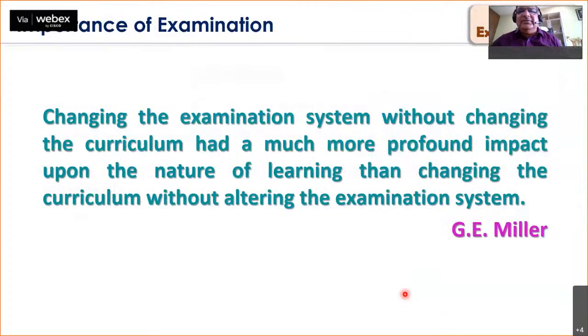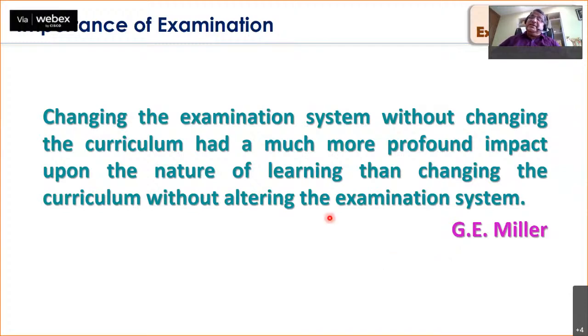Only, I would like to end this presentation with G. Miller. I started yesterday with the first quote by G. Miller, that is assessment drives student learning. He has given one more quote. Changing the exam system without changing the curriculum had a much more profound impact upon the nature of learning than changing the curriculum without altering the exam system.